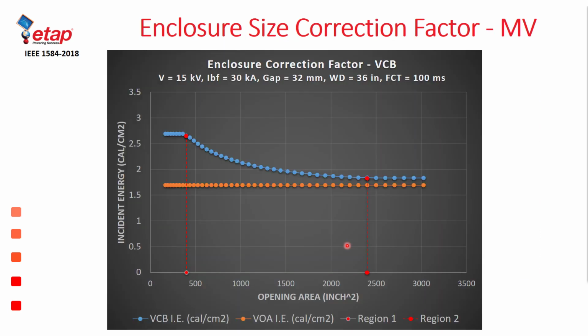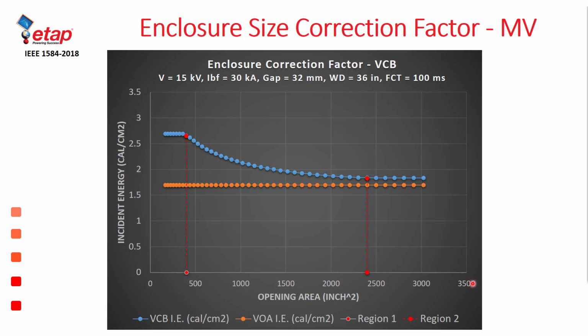This slide shows the actual 1584-2018 enclosure correction factor effect for a BCB configuration. The main items that I'd like you to keep in mind as you apply the model is that you have to classify the enclosure sizes into three different groups. The enclosures that have an opening front end area of less than 400 inch square will have a normalized correction factor equal to 1, therefore there is no reduction in the incident energy.